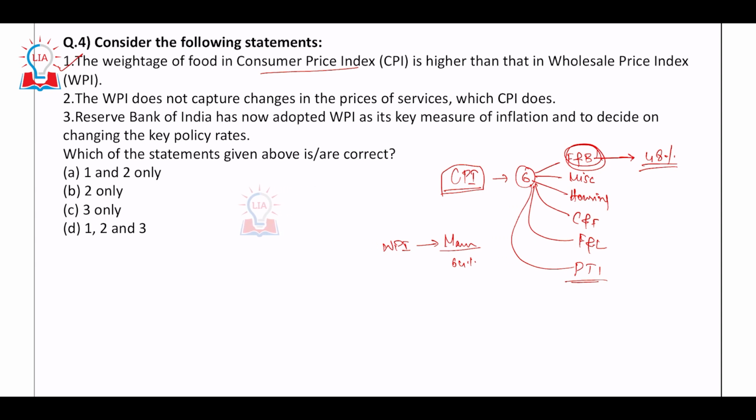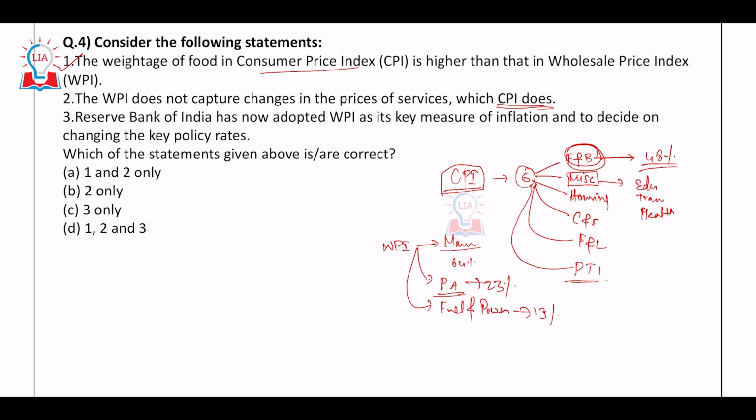The WPI does not capture changes in the prices of services, while CPI does. Look at this miscellaneous. In miscellaneous, you clearly have education, transportation, health, right? So these are all services that are covered in CPI. So CPI does cover them. What about WPI? WPI has three broad components. One is manufacturing, the other one is primary articles, and the other one is fuel and power. All three put together would be 100% weighted. This would be 23% somewhere, and this would be 13% somewhere around. So here you don't find services at a wholesale level. So statement 2 is right as well.